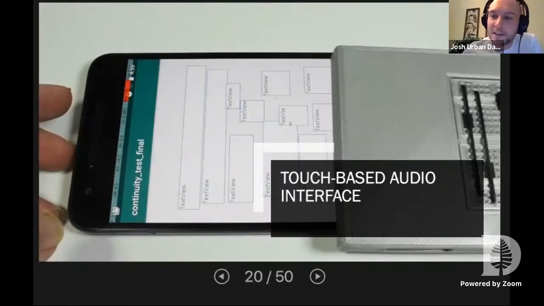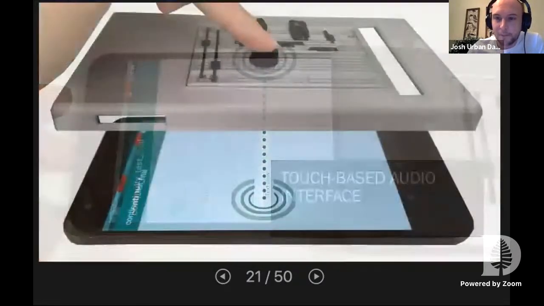The audio interface consists of a series of buttons laid out on the display of the touchscreen device, as you can see here on the screen. Each button is associated with a different component present within the circuit diagram. When touched, the device reads audio information related to the target component associated with the button.